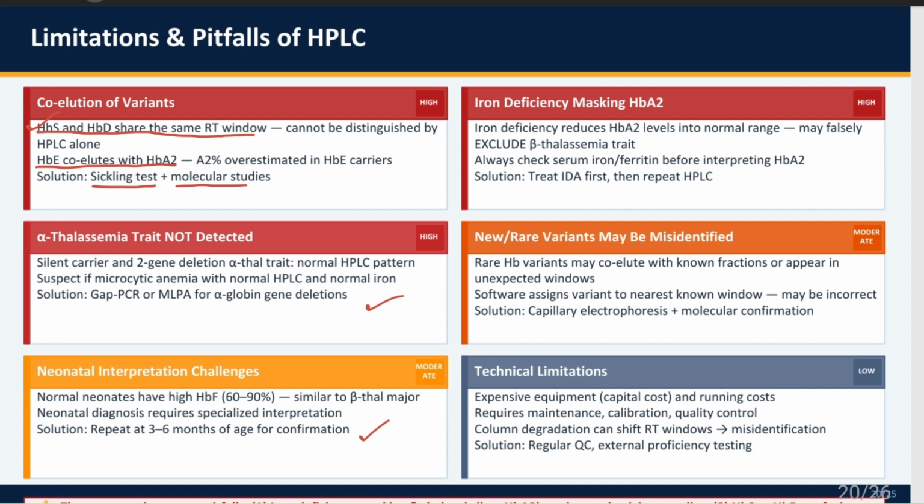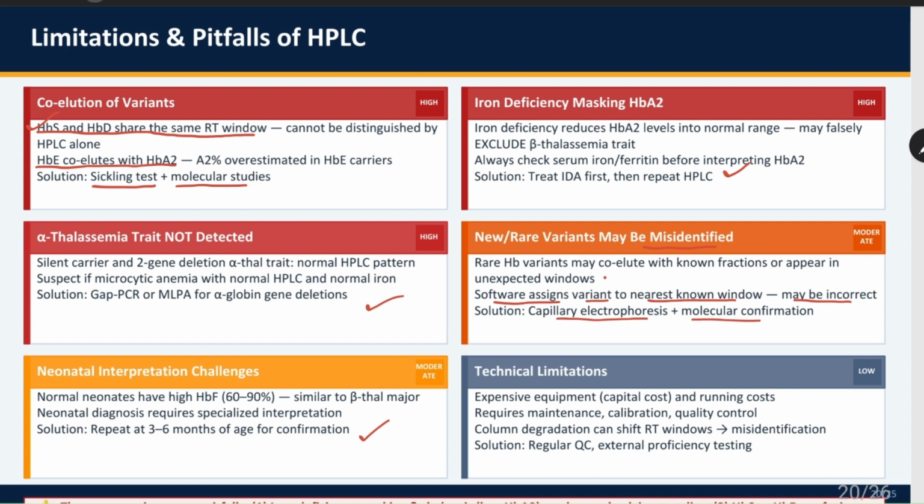The new or the rare variants may be misidentified. Why? Because the rare hemoglobin variants may co-elute with known fractions or appear in the expected windows in HPLC. The software assigns variants to the nearest known window, which may be incorrect. So what is the solution for that? We should perform capillary electrophoresis and molecular studies.